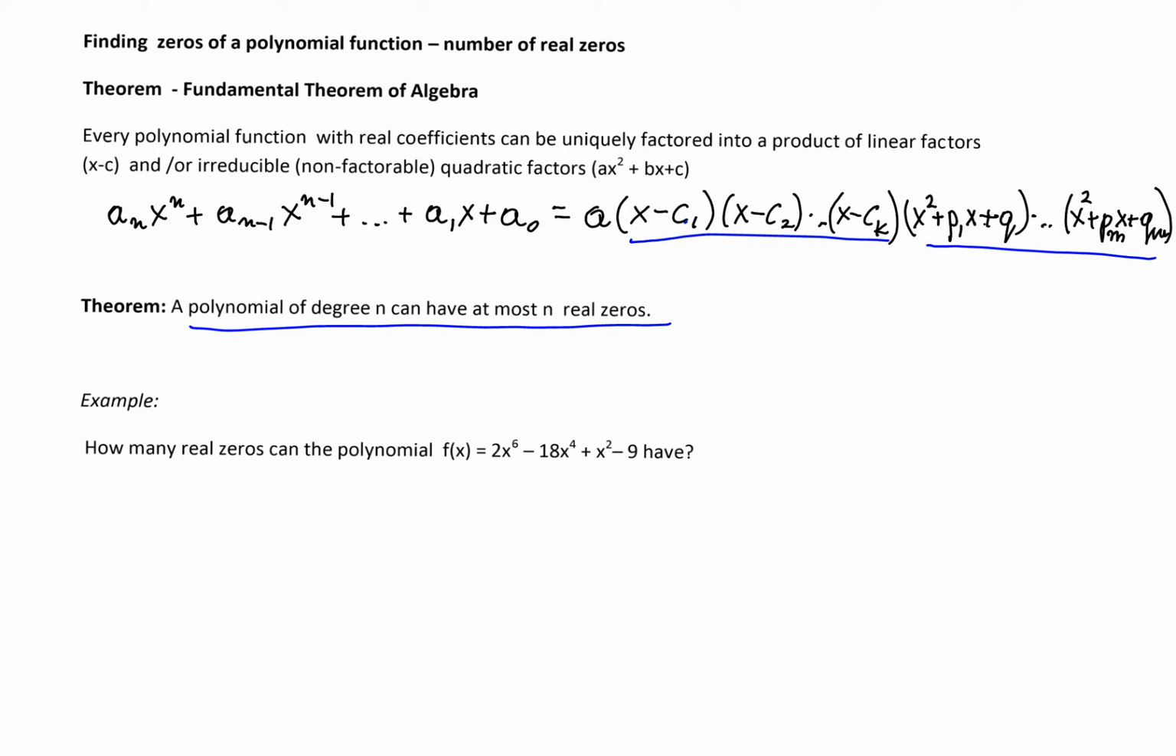Let's look at the example. How many real zeros can the polynomial f of x equals 2x to the 6th minus 18x to the 4th plus x squared minus 9 have? And if you look at this polynomial, the degree of that polynomial is 6, and therefore there are at most 6 zeros for this polynomial.